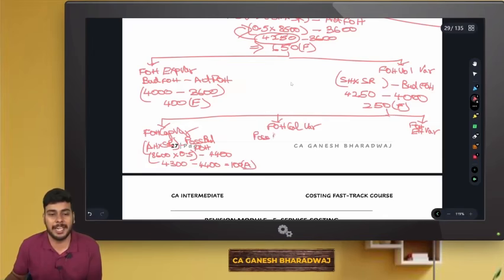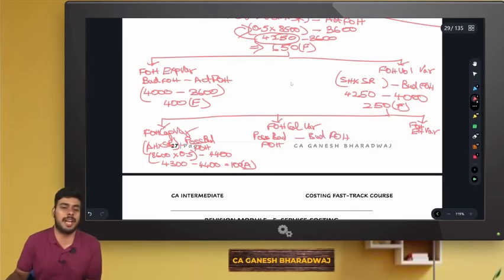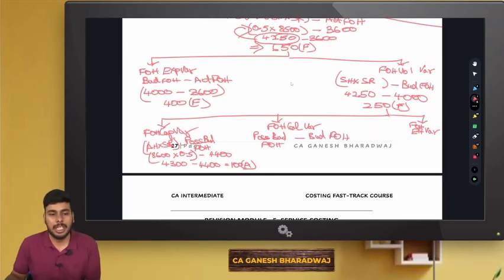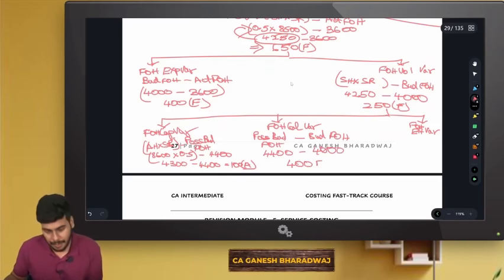Now the calendar variance formula: possible budgeted fixed overheads minus budgeted fixed overheads. Figures you already have. Tell me how much? 4,400 minus 4,000. So this is what? 400 rupees. Adverse or favorable? Favorable, right.